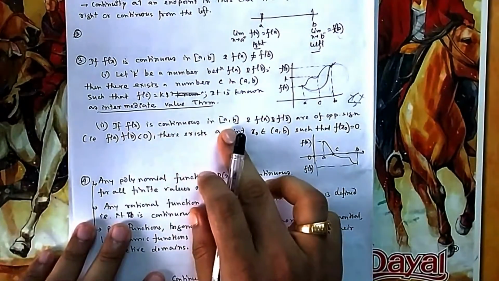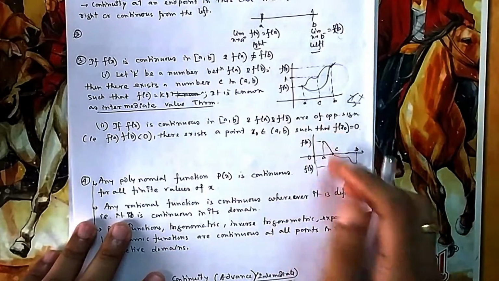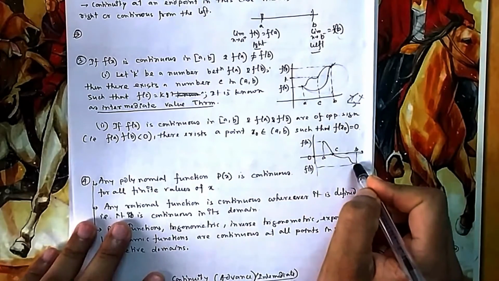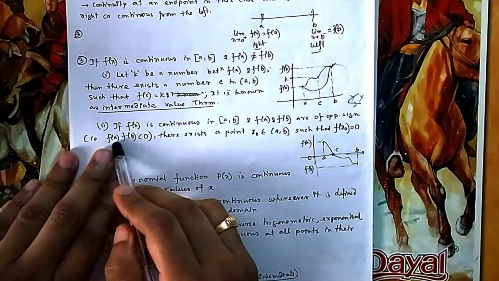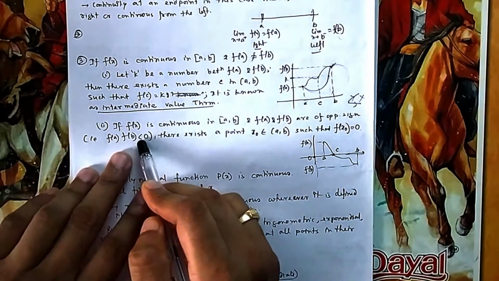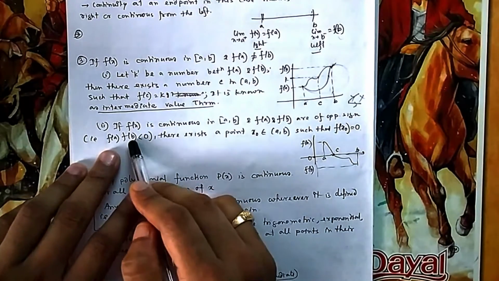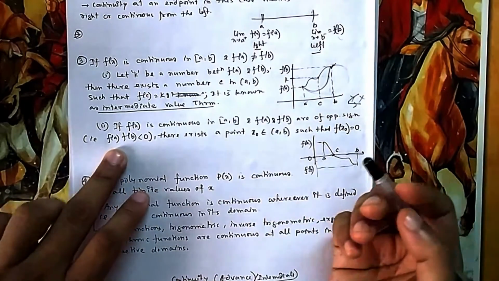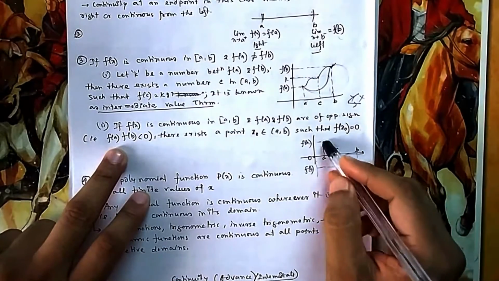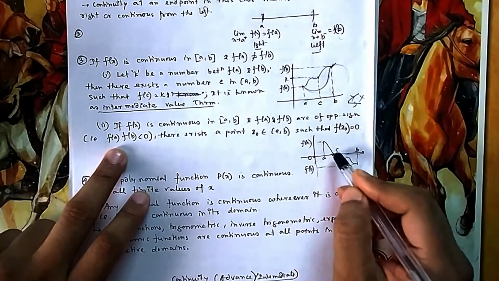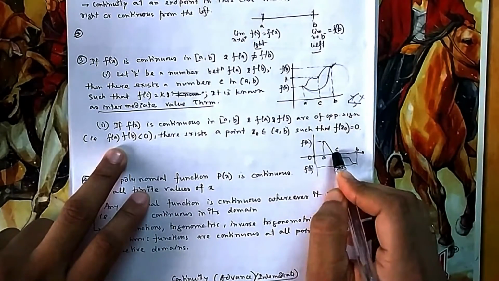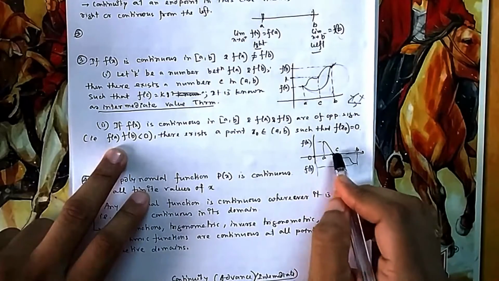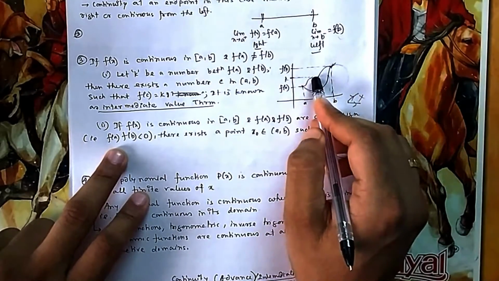Now if f(x) is continuous between a and b, and f(a) and f(b) are of opposite signs, suppose this is positive, this is negative. So how will you define opposite sign? You take the product of these two, that is negative. So if this is positive and this is negative, or the other way around, either one should be of opposite sign. Then you can see you reach a point where the height is 0. So there should be a point between a to b where you will get this height 0 using this theorem.